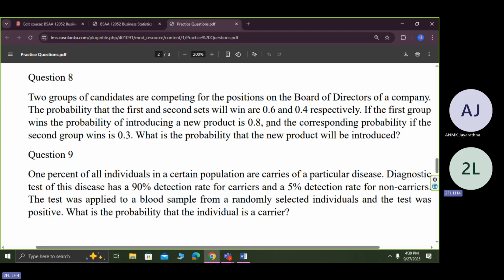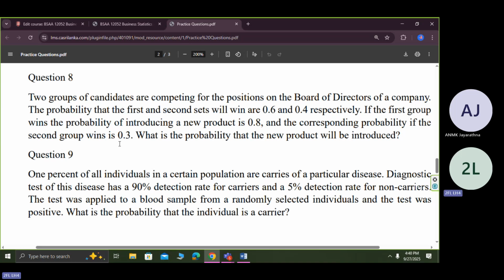If the first group wins, they introduce the new product to the market, with an 80% chance. The corresponding probability if the second group wins is 0.3. If the second group wins, there is a 30% chance they introduce the new product to the market. The question asks, what is the probability that the new product will be introduced? If the first group or second group wins, both try to introduce the new product to the market. It means introducing the new product is the common event here.